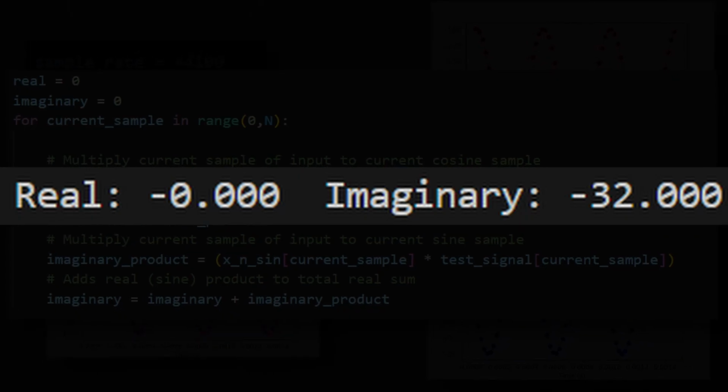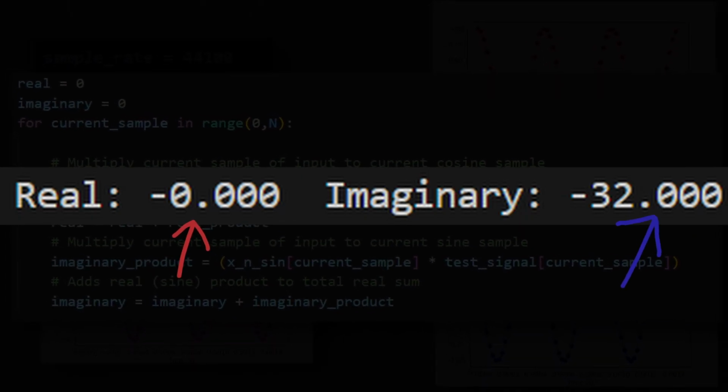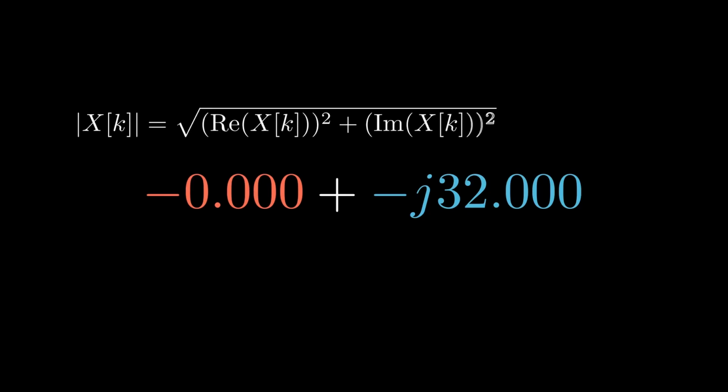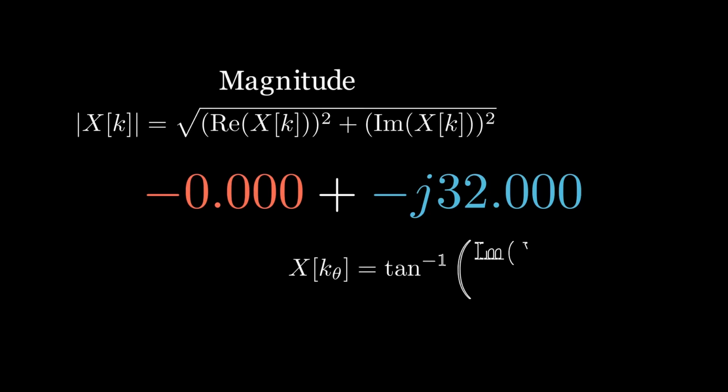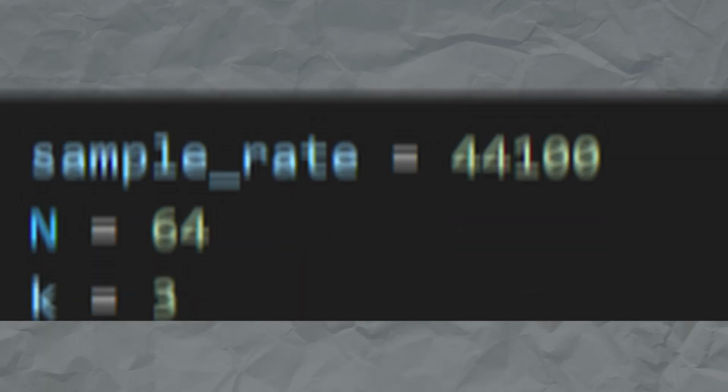The real part being the result of the cosine wave and the imaginary part being the result of the sine wave. We could then extract the magnitude of the frequency in our signal and the phase that the frequency is at in our signal. Now you might be pondering, how do we even know what frequency 3 is?